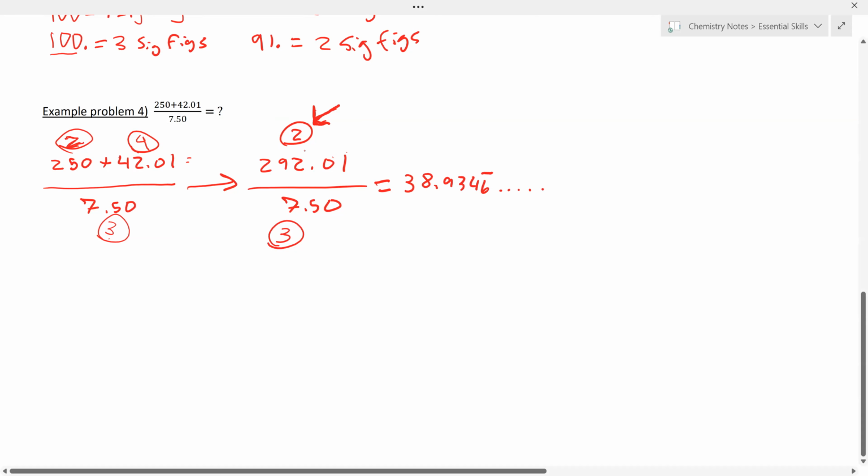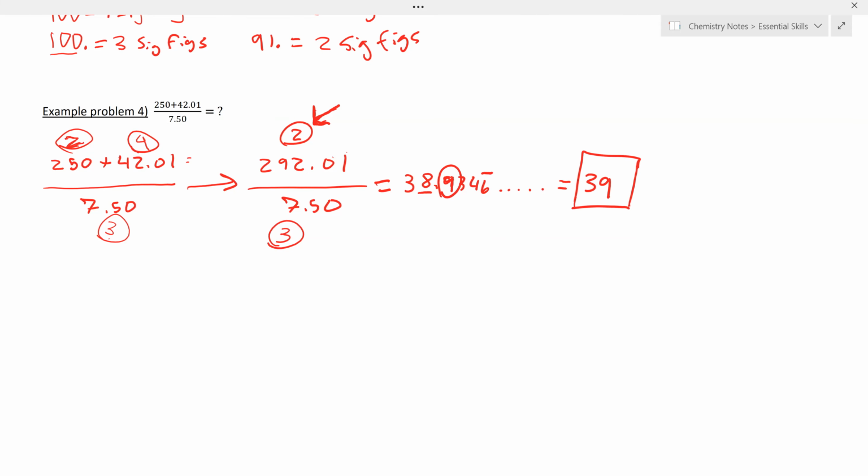So now we have 2 sig figs, and we want to apply that. In this case, we're going to round because of the 9, and so our answer is going to be 39. There you go. That's how that works, and that's how all that stuff factors together. Especially when you get into more complicated equations, you really have to keep track of that stuff.